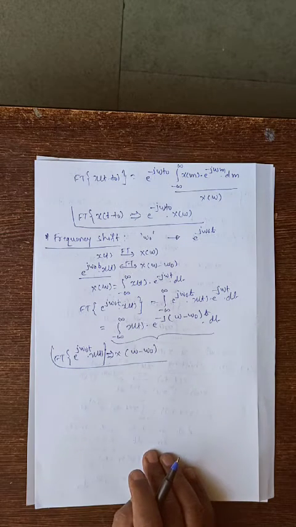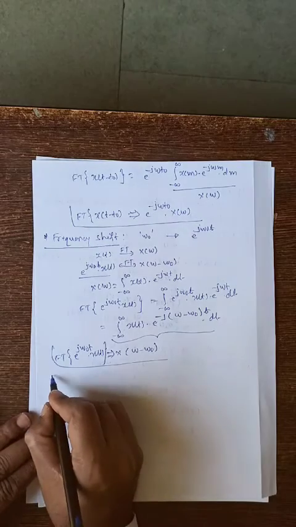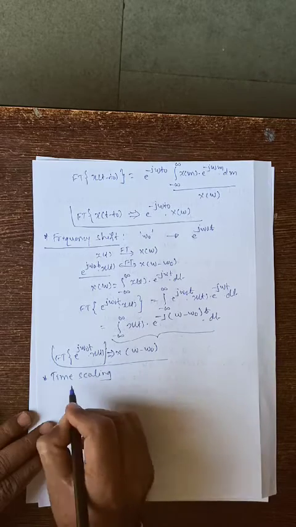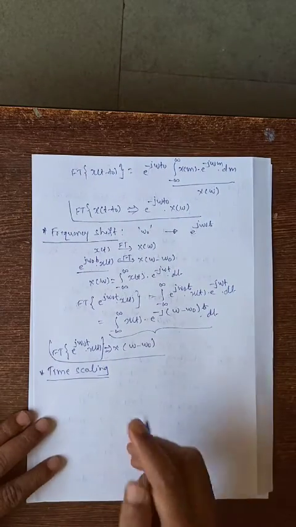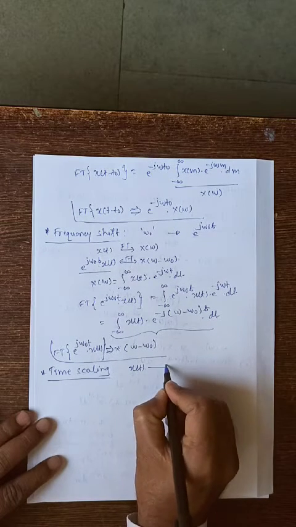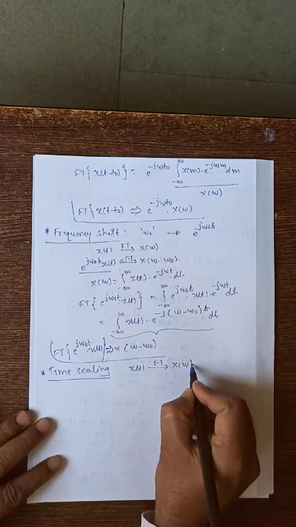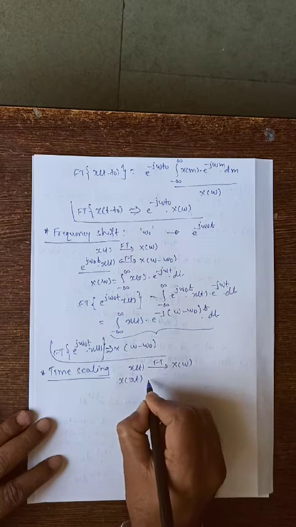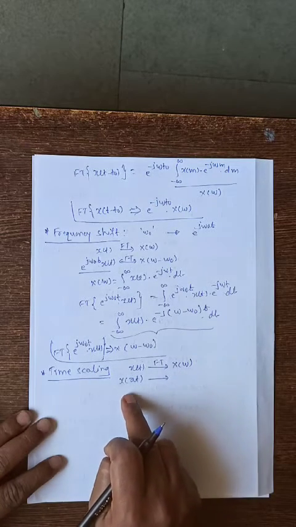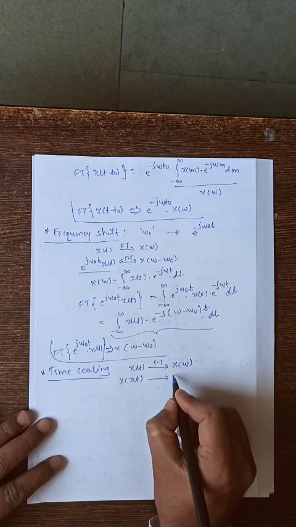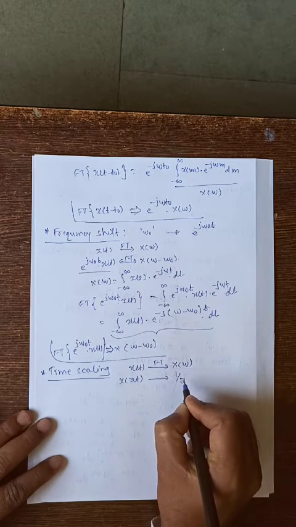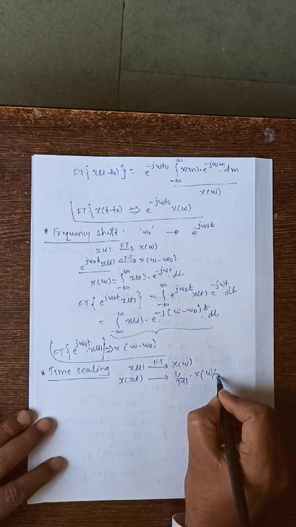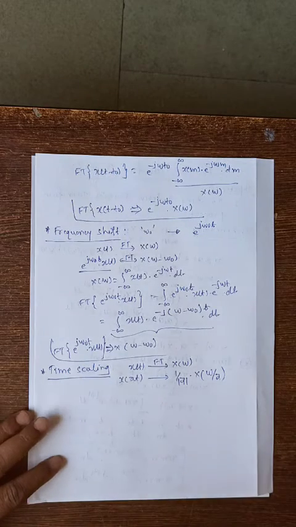Now we'll see one more property in this session. That is the time scaling property. Just see this property: x of t has Fourier transform X of omega. If we scale this signal, that is x of at, now this is the compression. If you do the compression in the time domain, definitely expansion will be there in the frequency domain. So this is equal to 1 by magnitude of a, X of omega by a. So we'll prove this property also.